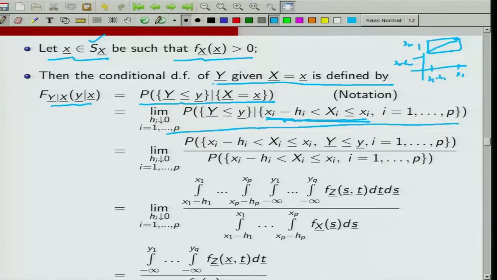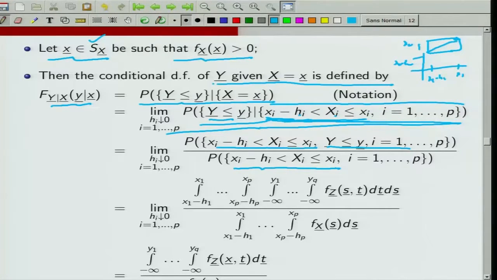So, let us look at this. It is the same as the limit h_i going to 0. The definition of conditional probability of A given B is the probability of A intersection B divided by the probability of B. So, X_i lying between these values and Y ≤ y, divided by the probability of X_i lying between x_i minus h_i to x_i for i = 1 to p.